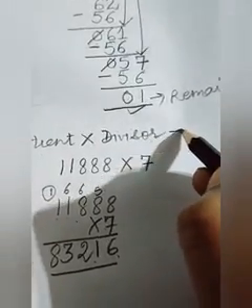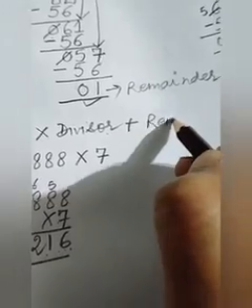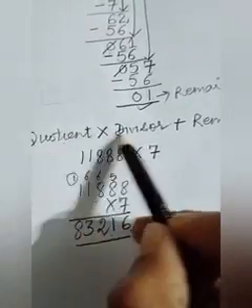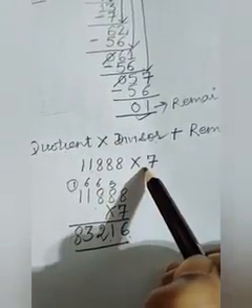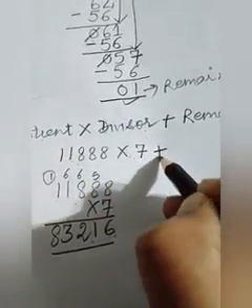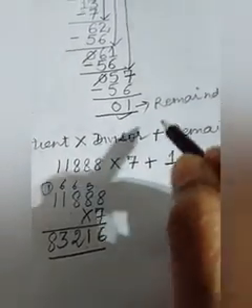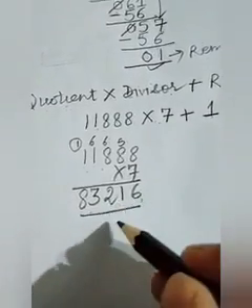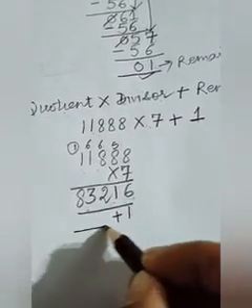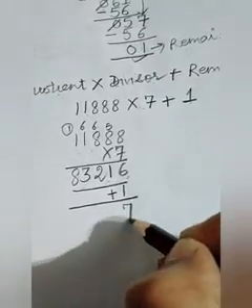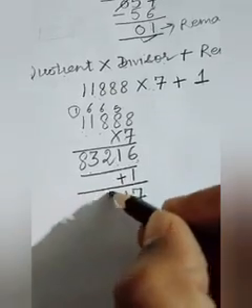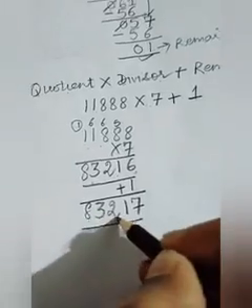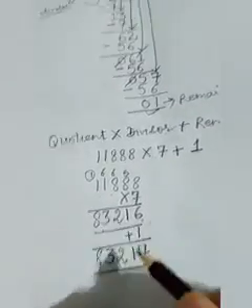Now it was the first step, that quotient multiplied by divisor. Then after doing multiplication we have to add the remainder to the product. And what is the remainder in this sum? That is 1. Now here we got this as product, and in this product we will add 1, that is the remainder. 6 and 1, 7. Here 1, here 2, here 3 and 8. We got 83,217.